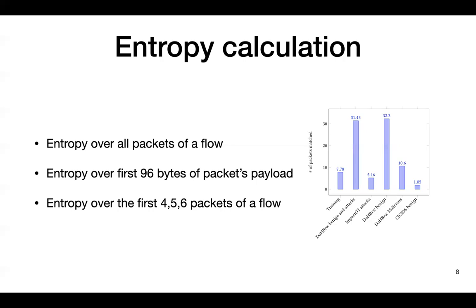The bar chart on the right shows the average number of packets merged per flow, and it is evident that the DOH dataset is leading in terms of the metrics. On average, 31.45 packets are identified and merged into one before actually calculating the entropy value.